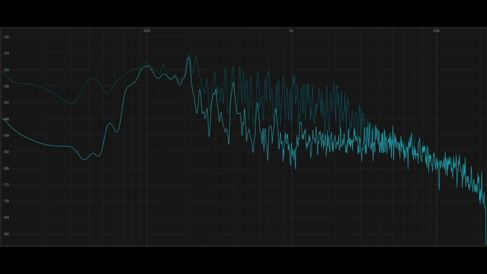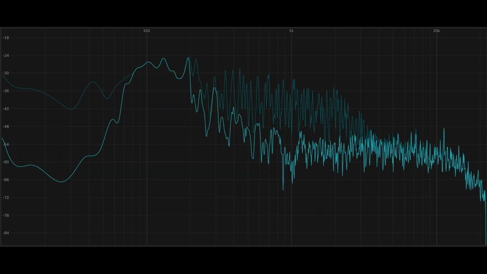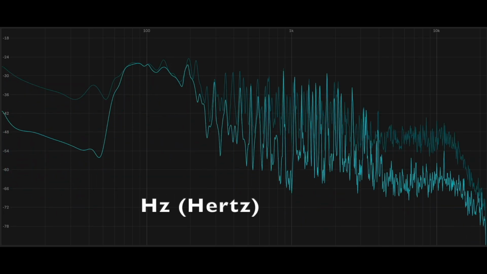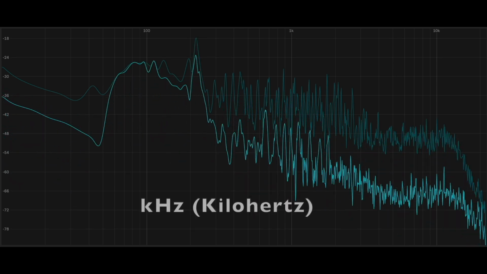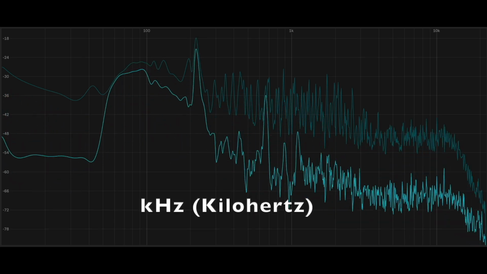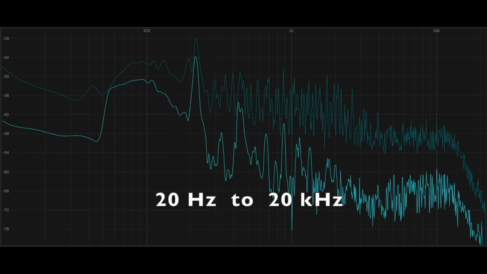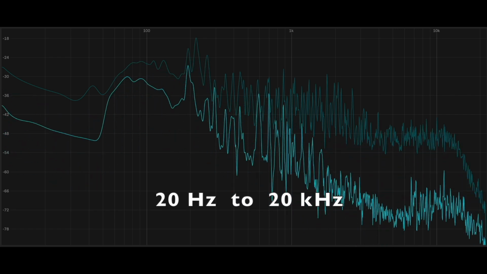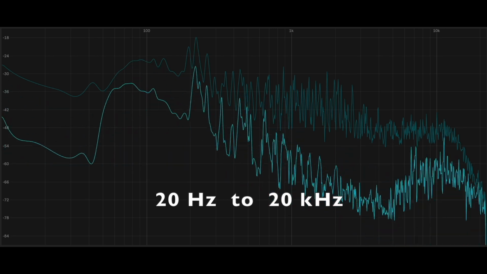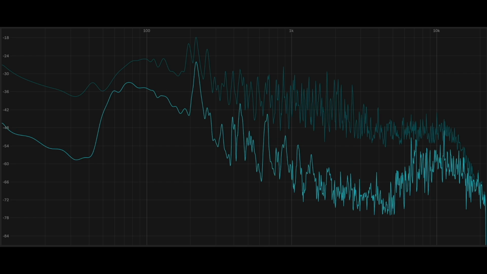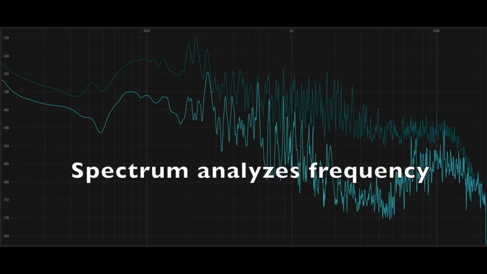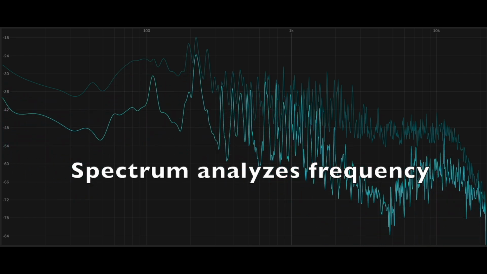Hertz measures cycles per second. Hertz is how we measure frequency. Hz for hertz and kHz for kilohertz, kilo meaning 1,000. 20 hertz to 20,000 hertz is the frequency range of human hearing or sound. This range of frequencies is what Spectrum analyzes.